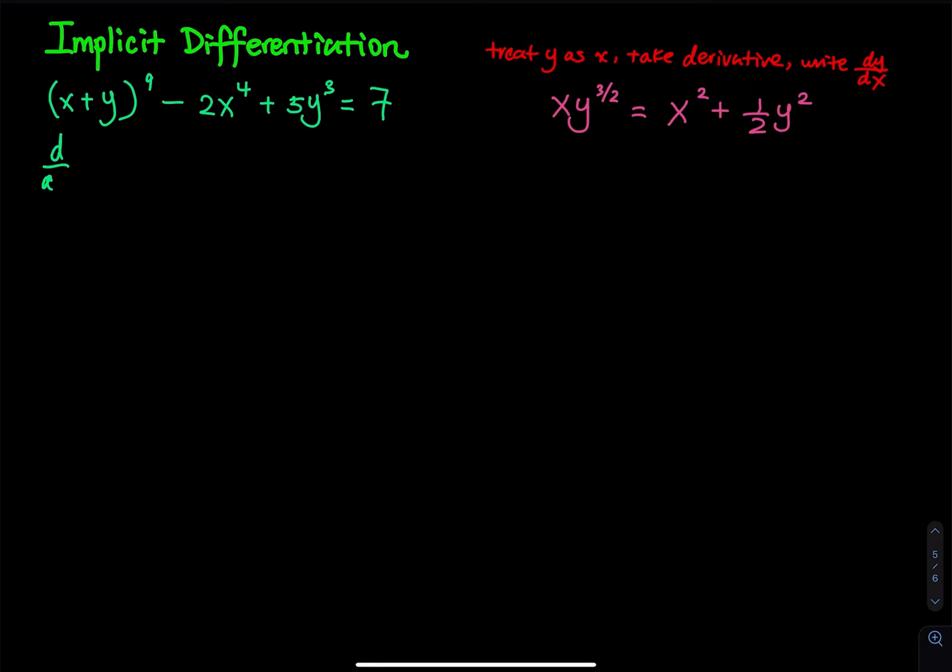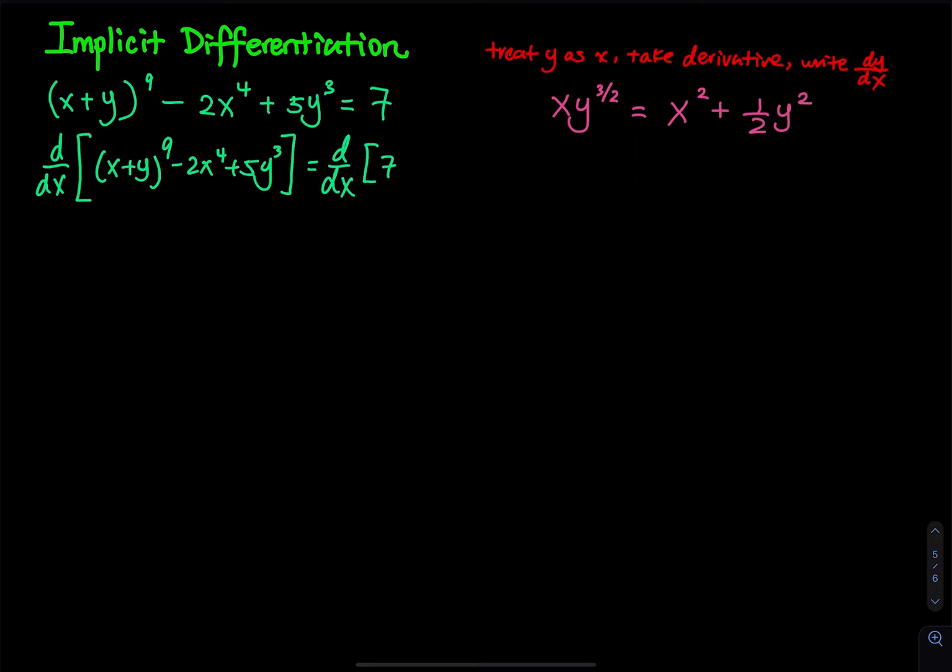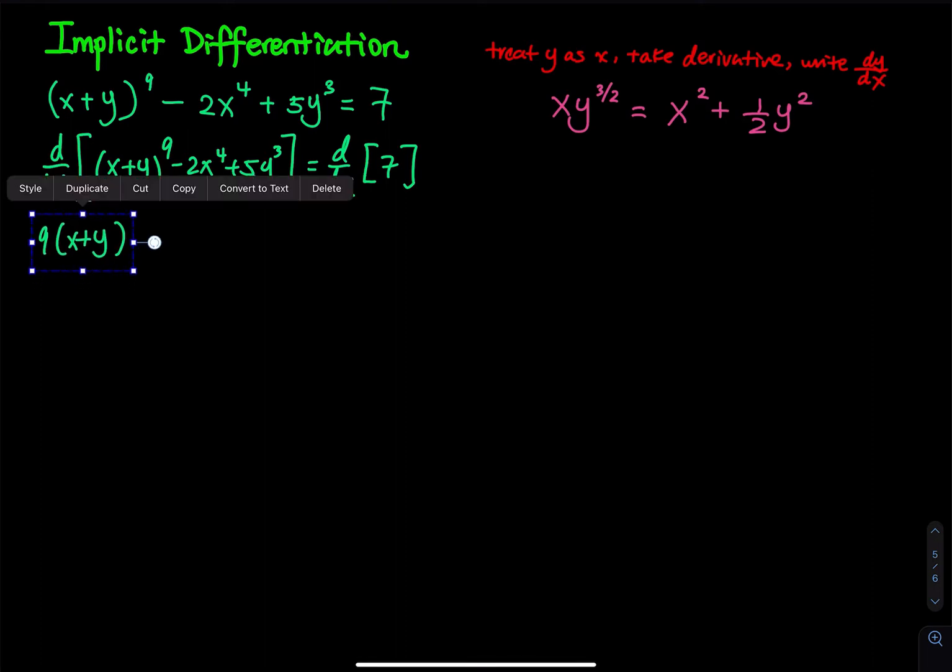So we have d/dx, and then inside the square bracket we have the entire left hand side, (x + y)^9 - 2x^4 + 5y^3, and then close square bracket, and then d/dx of 7. Okay, so for the first piece, we have (x + y) to the 9th power. When you differentiate, you have to use a chain rule. So for the chain rule, we bring the 9 down, and then x plus y, 9 minus 1 is equal to 8.